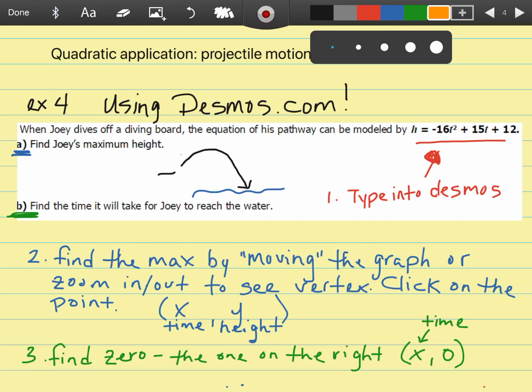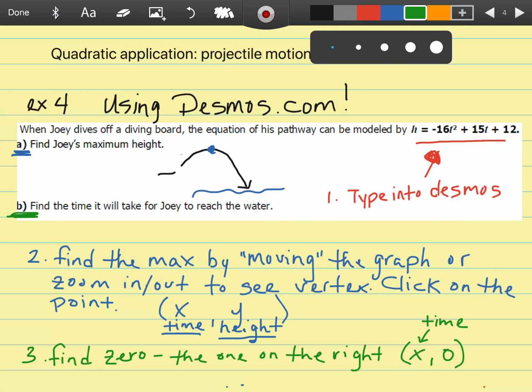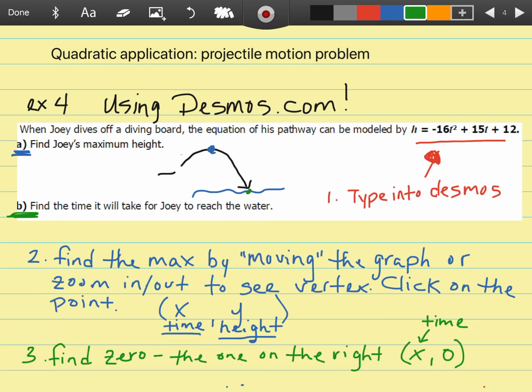When I get to Desmos, if you look at part 2, we're going to find the maximum. This point right here is the maximum. By moving our graph, or zooming in or out to see the vertex, we're going to click on that point. The maximum is going to be an ordered pair, x and y. The x value represents the time. The y value represents Joey's height. And then part 3, we're going to find how much time it is going to take for Joey to come down here and land in the water.